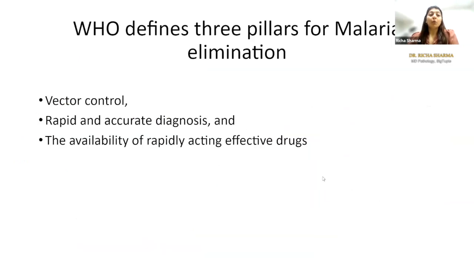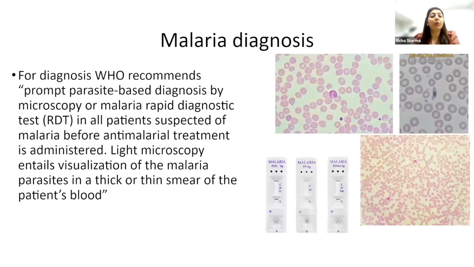So what has WHO done to eliminate malaria? Its strategy is based on three pillars: vector control, rapid and accurate diagnosis, where our role as pathologists comes in, and the availability of rapidly acting effective drugs. So, how do we diagnose malaria? WHO has recommended that before we start any anti-malarial treatment, a prompt parasite-based diagnosis has to be made, either by manual microscopy or by rapid diagnostic tests.